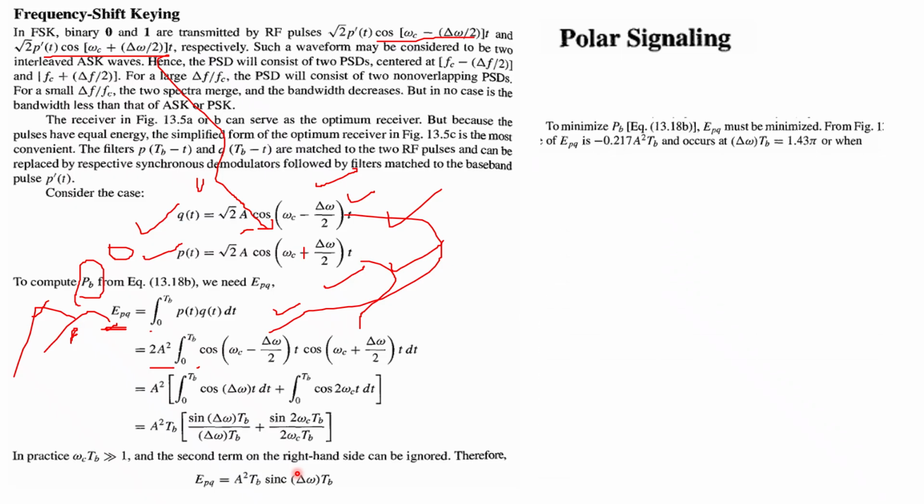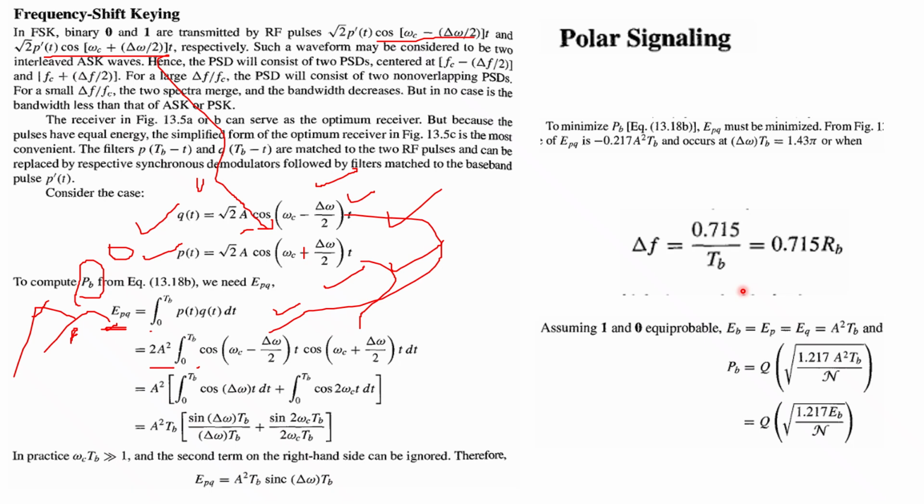With the help of that equation you can solve and get the value of Epq. Once you get the Epq value, in order to minimize Pb, the probability of error, Epq must be minimized, and Epq should be how much? Minus 0.217 A squared Tb. That occurs only if Tb is equal to how much? 1.43 pi. So this is the condition for Epq to be minimized. So delta f, in that case, will be 0.755 divided by Tb.